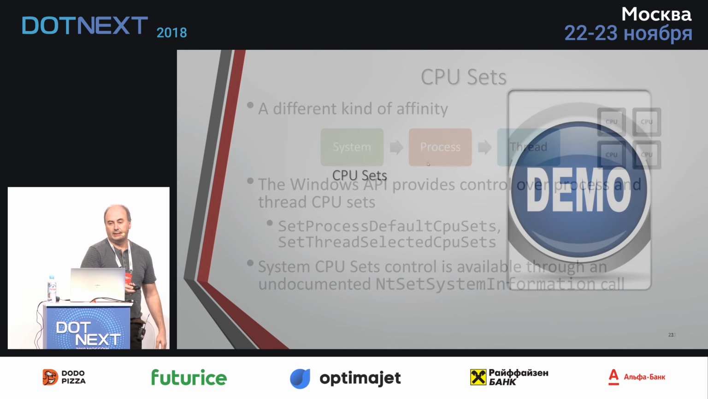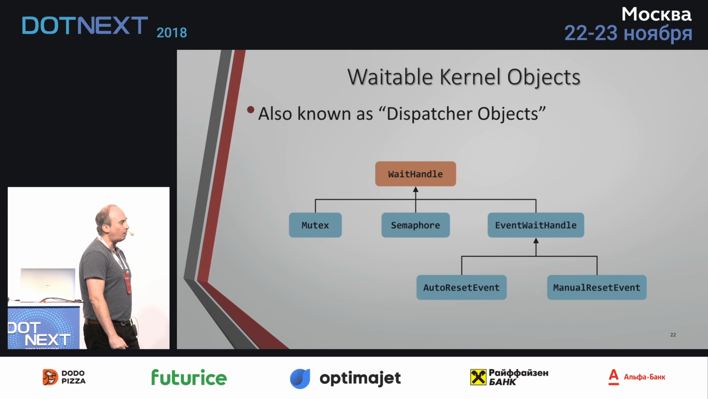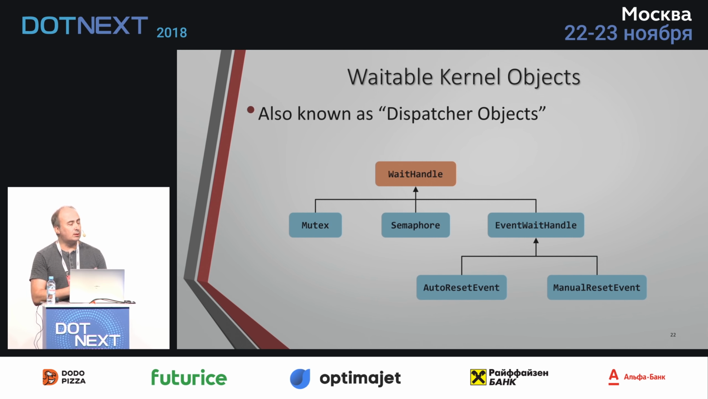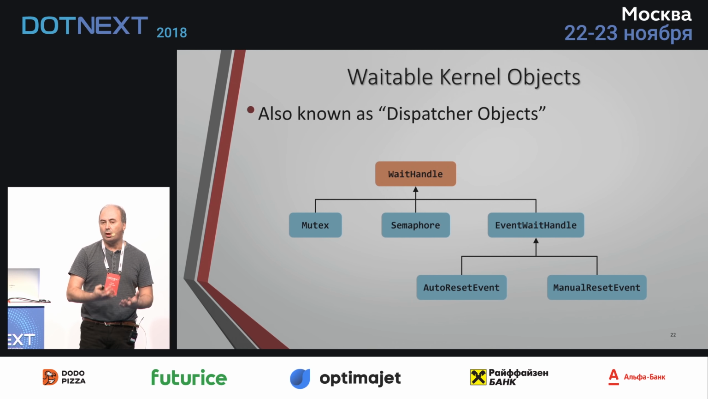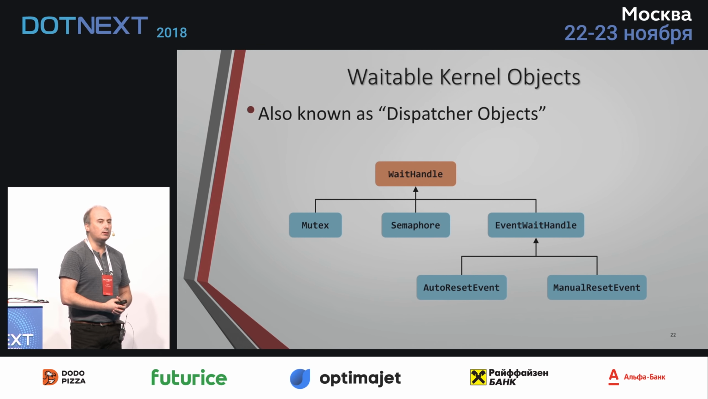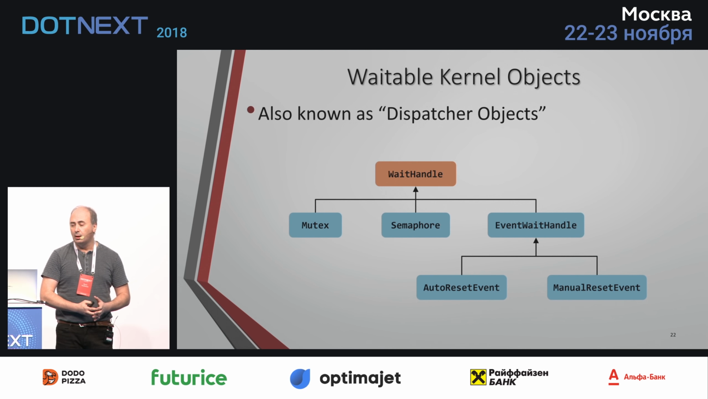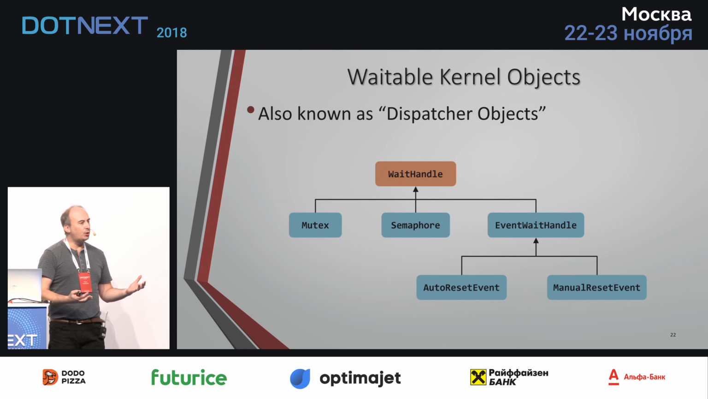Okay, so in general, we have these objects called dispatcher objects, which are wrapped by .NET in cases where we need to do some synchronization. These dispatcher objects have the base class WaitHandle that allows us to call WaitOne, WaitAll, WaitAny, and stuff like that. You may be familiar with these classes, but there are other dispatcher objects that Windows provides.